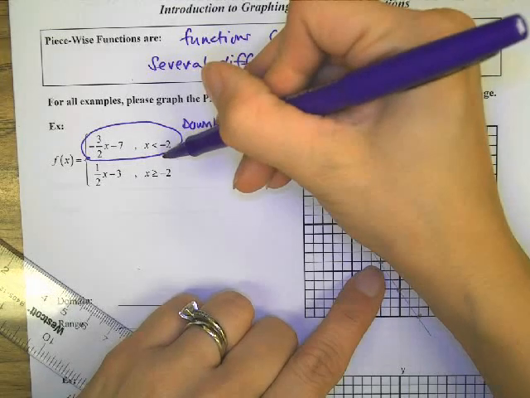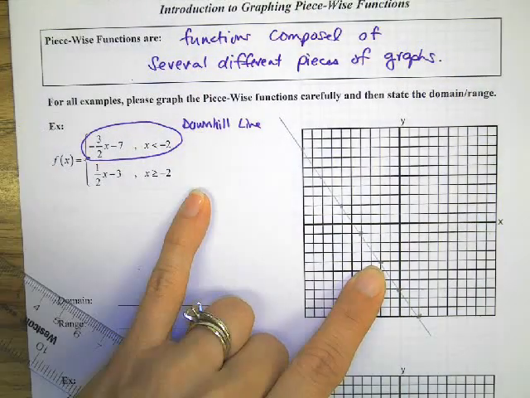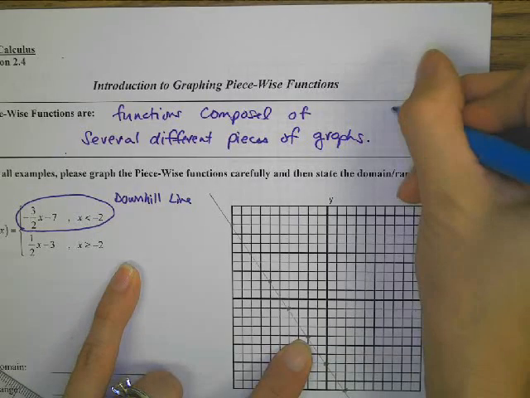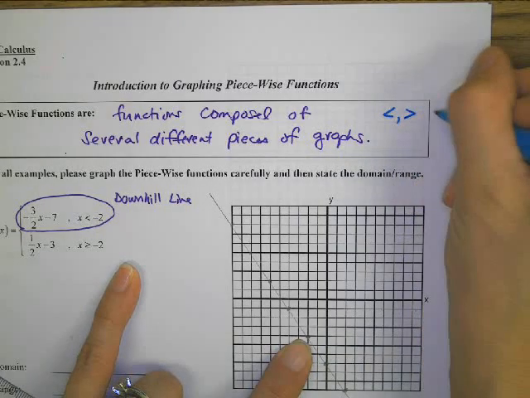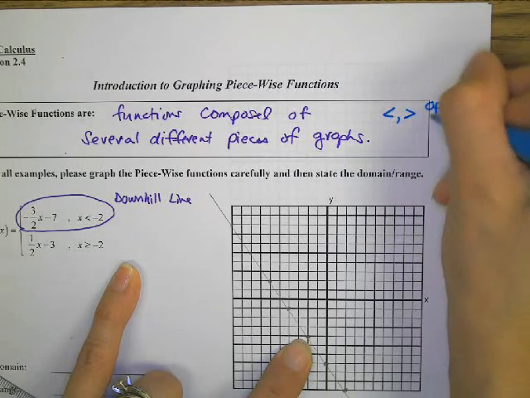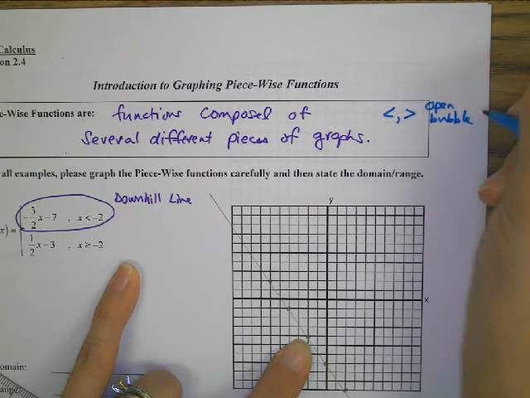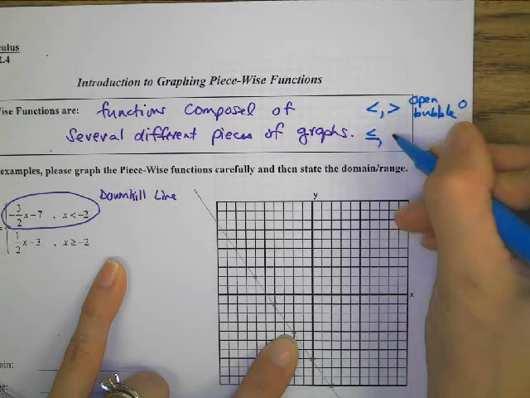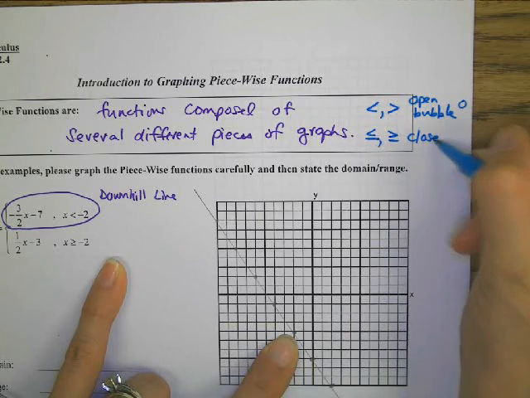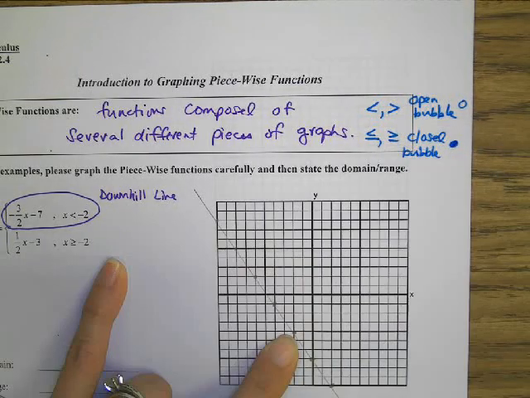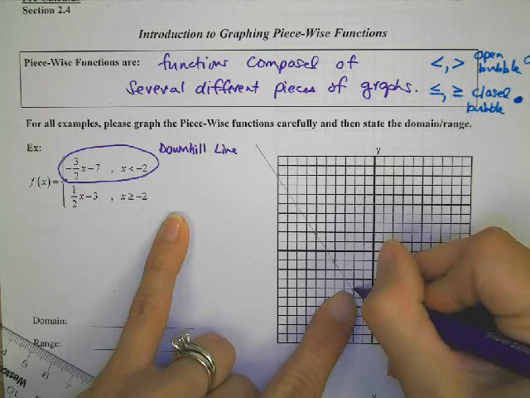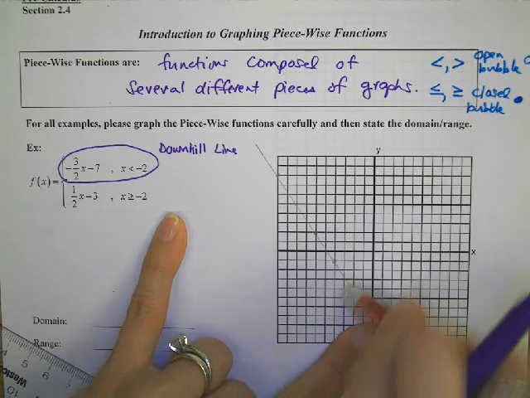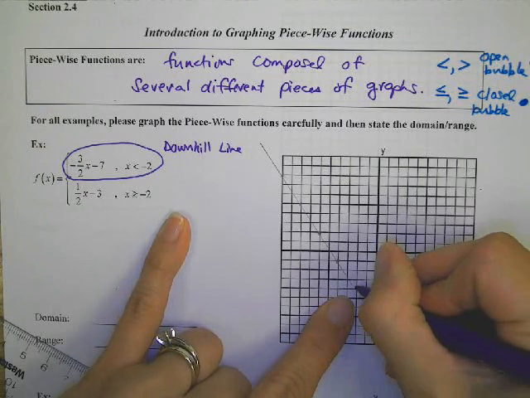It says less than. So let's put some notes up here. If you are less than or greater than, we're going to use an open bubble, and it's going to look like this. If you are less than or equal to or greater than or equal to, then you use a closed bubble, like this, just like when we were doing our domain. So at this point, I'm going to erase this dot. I want it to look open.